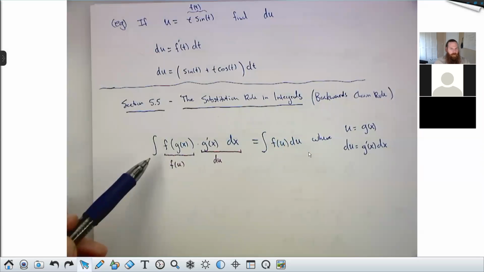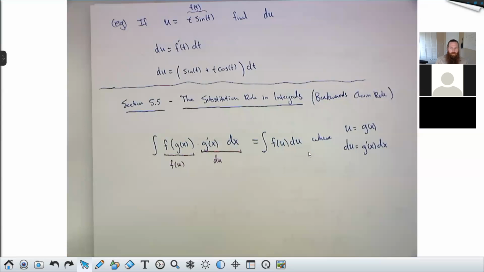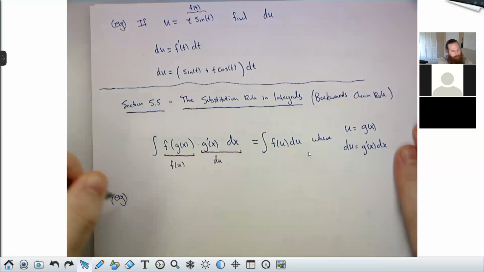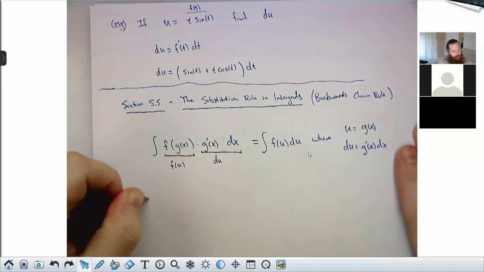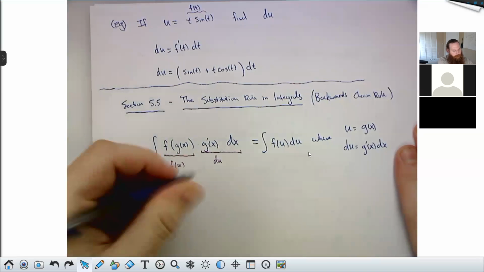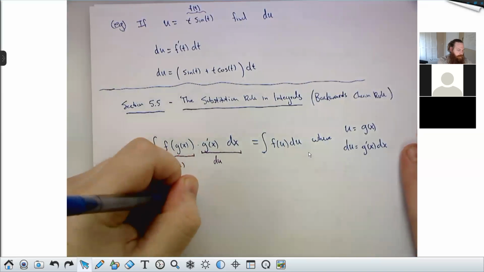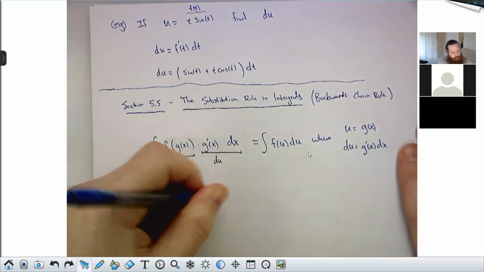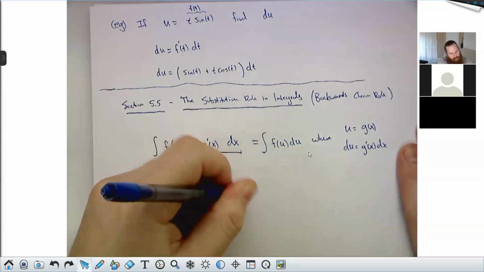This is the rule for an indefinite integral. There's a different rule for the definite integral. I'm going to get you comfy with this, then show you how to do the thing for definite integrals. So, example. Maybe I want to evaluate the integral of sine of x squared times 2x dx.